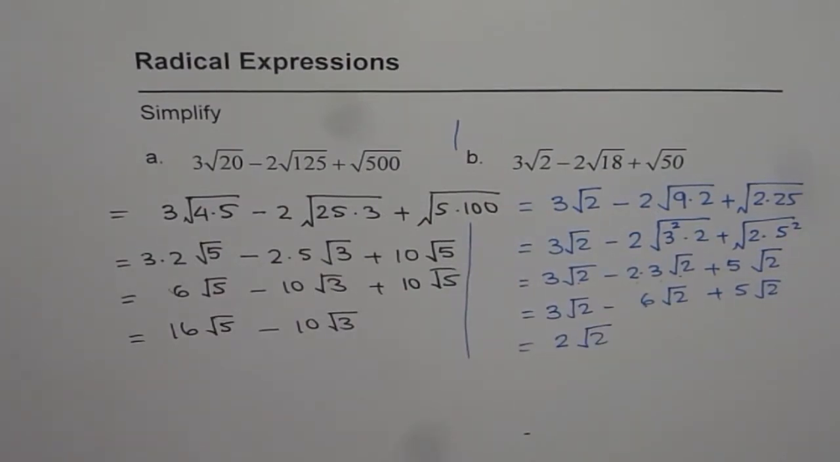So that is how we can simplify radical expressions. I'd like you to go through these steps once again. The idea is to factor the term inside the radical sign so that we get one factor as a perfect square, which can be taken out, and we can write it as a mixed radical. And then combining like terms, we can simplify. So that is the strategy.